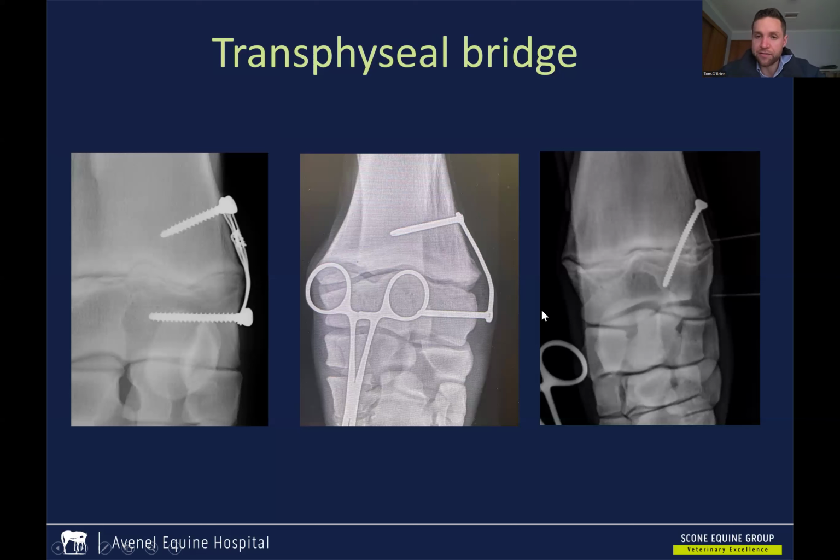And then the x-ray on the far right shows a screw directly across the growth plate. But the important thing is that that x-ray is taken from a much older horse, where if you get closure of the growth plate, it doesn't matter so much. But closure of the growth plate in a young foal can cause major complications.